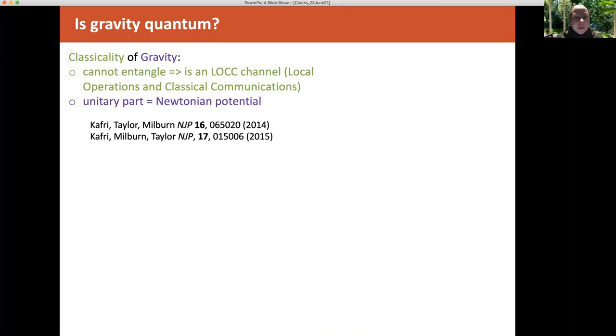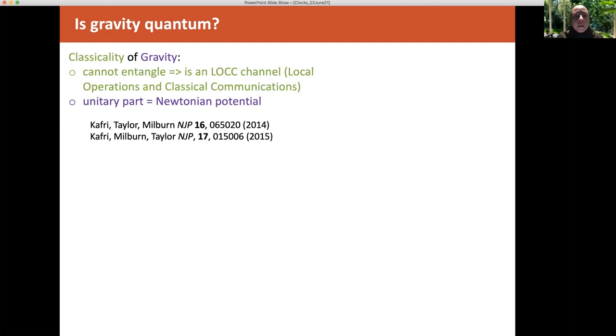And since they were quantum information scientists, they ask, okay, what do we actually mean by saying that gravity is classical? So they said, okay, some interaction is locally classical if it cannot mediate entanglement, if it can be described as an LOCC channel, so local operations and classical communication. And they say, okay, what do we mean by gravity? And they consider, okay, the unitary part of such a channel must reproduce Newtonian potential. So this is about the non-relativistic gravity. And what would it mean that it cannot be quantum? It's fundamentally classical.